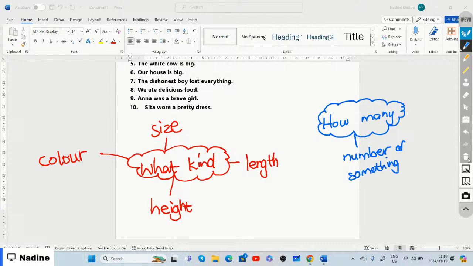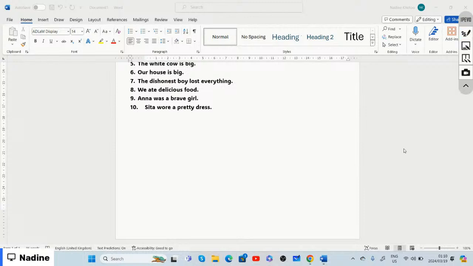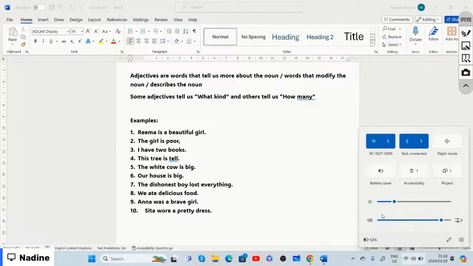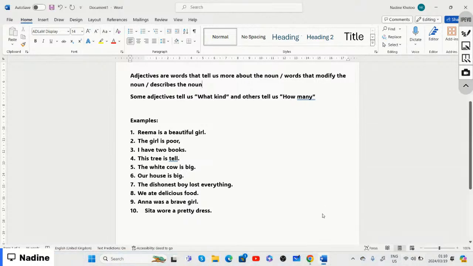All right. So now if we look at a few examples of adjectives. So once again, we said adjectives are words that tell us more about a noun, or that modify a noun, or describe a noun, right? That is adjectives. And we said some adjectives tell us what kind, and some tell us how many, right?